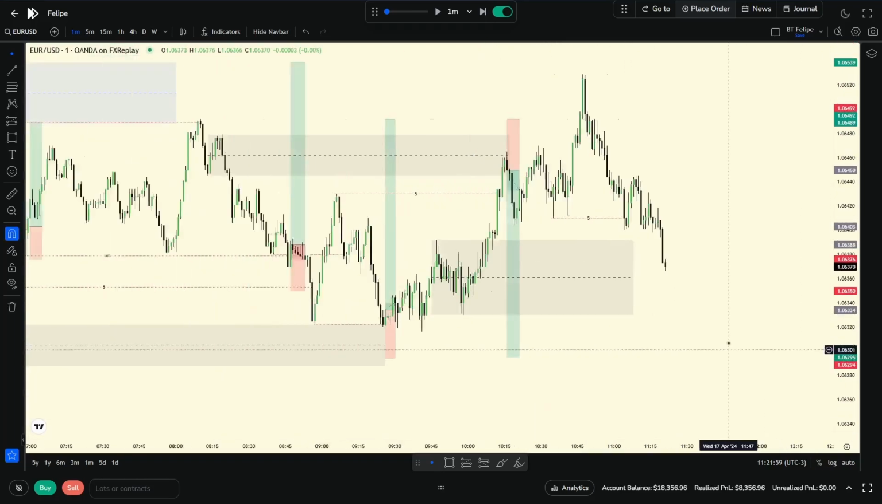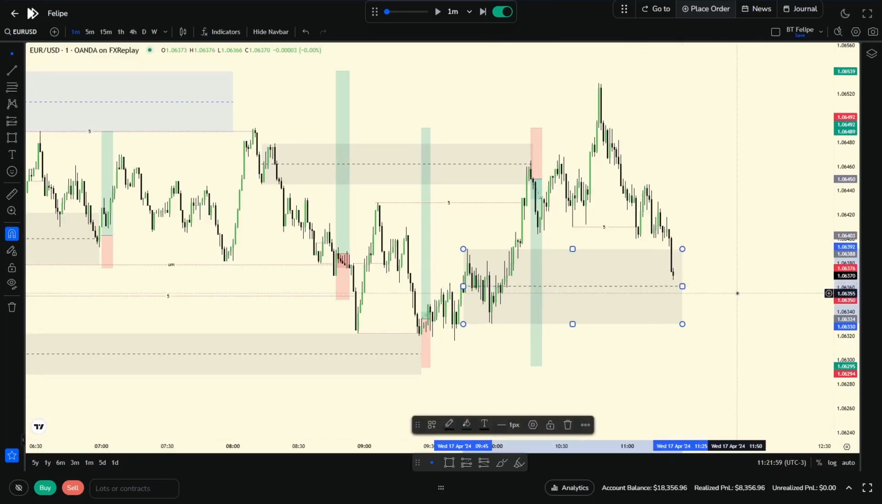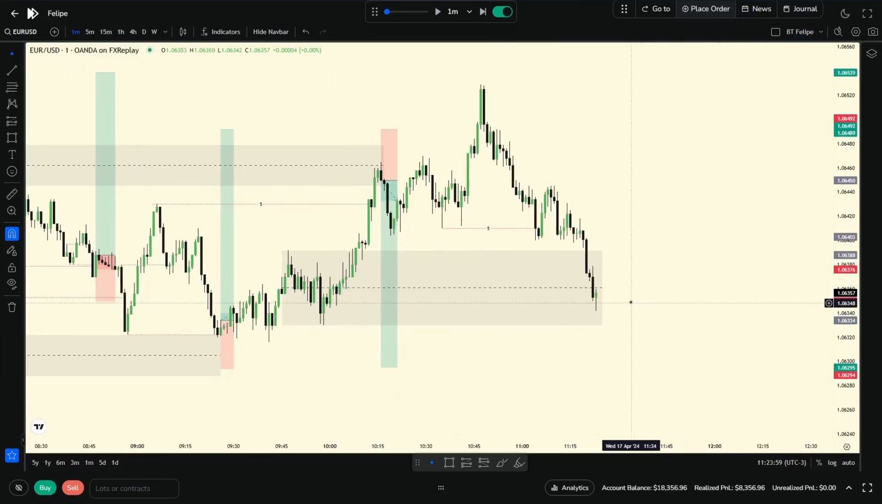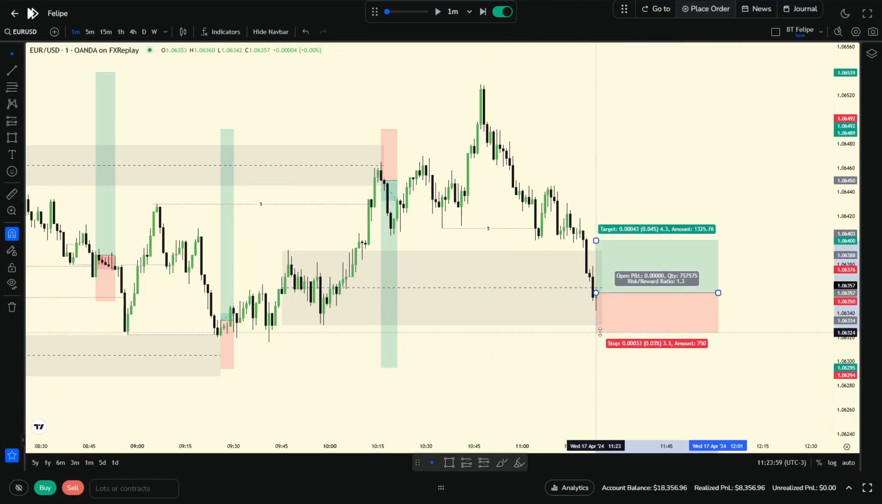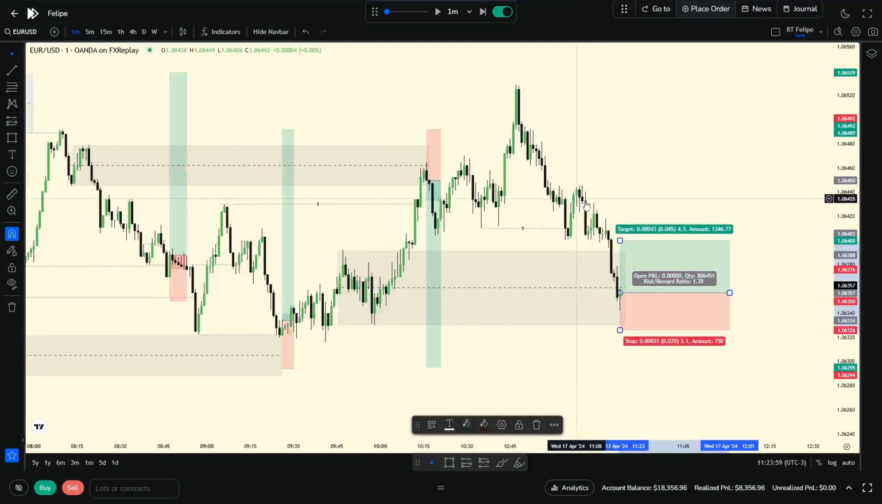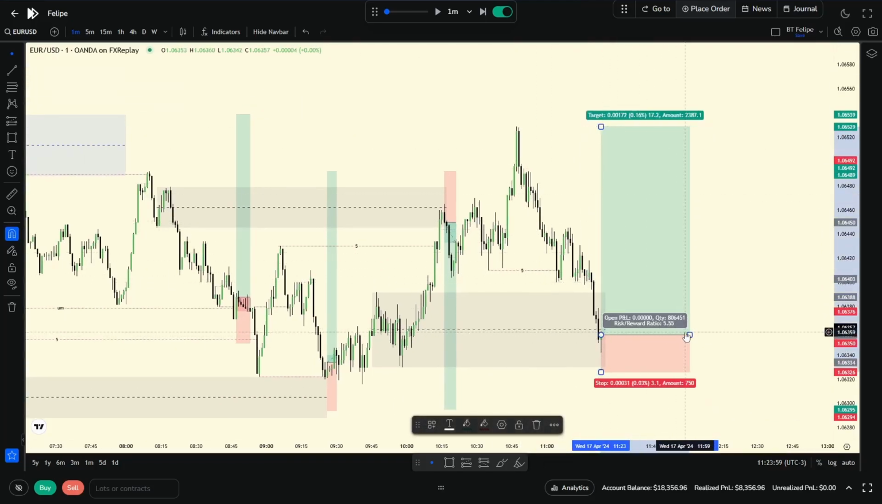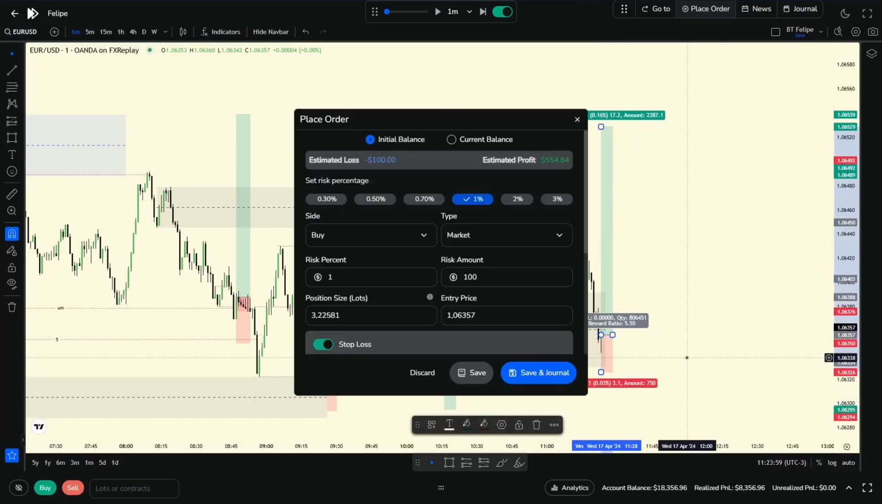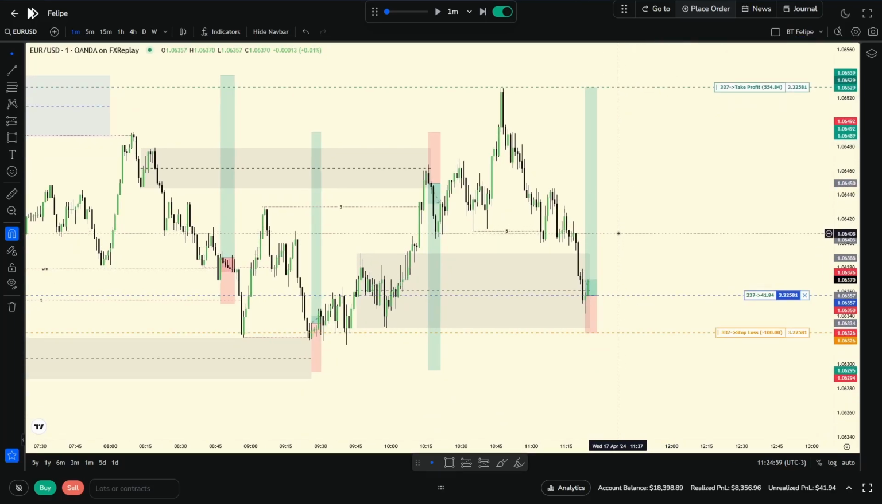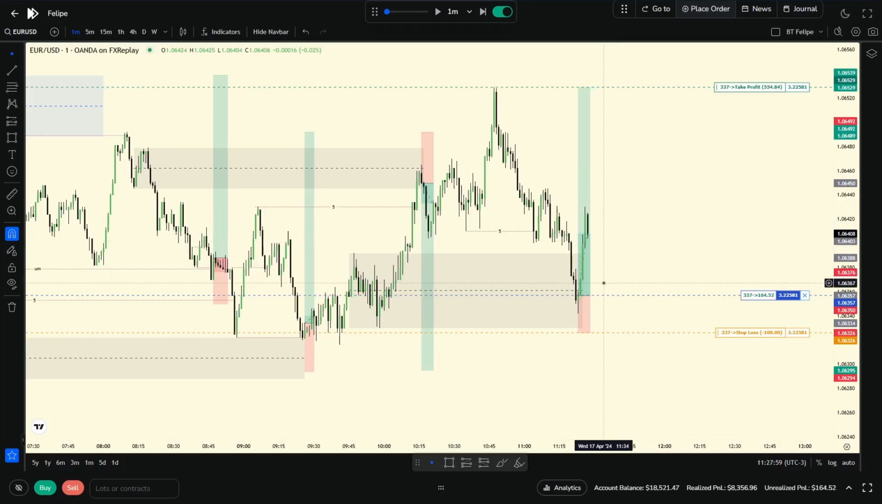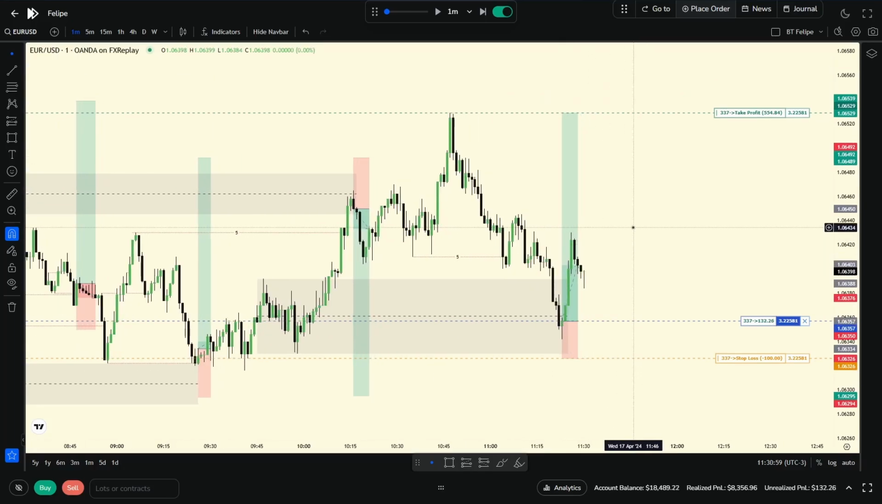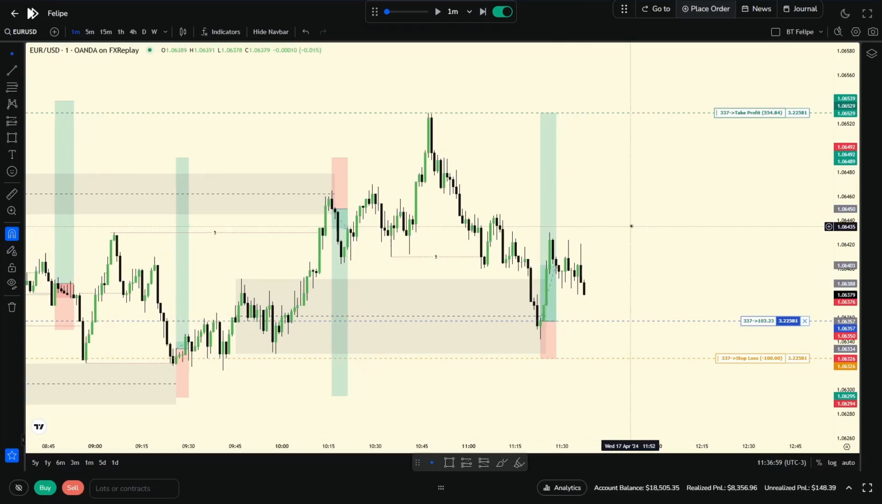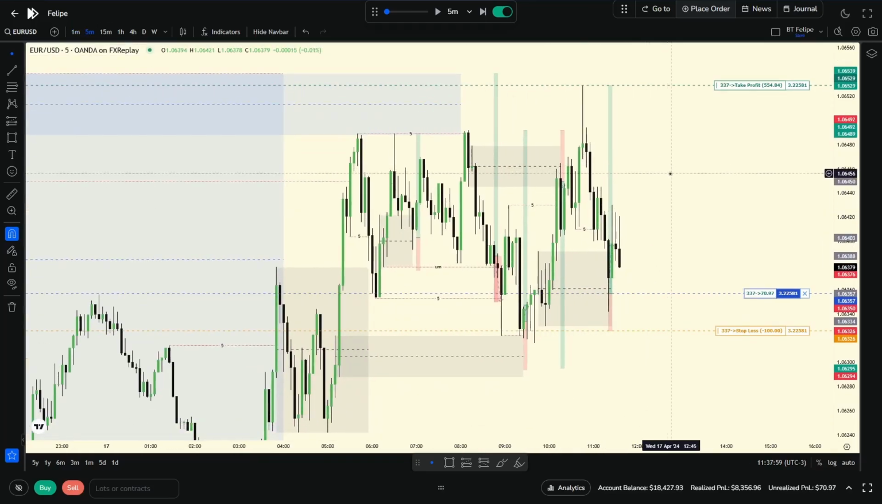Okay, you're coming back. This is a nice rejection. Probably the last trade of this day. Let's see. Pretty nice move up. Not too short. It's kinda messed up, I think.